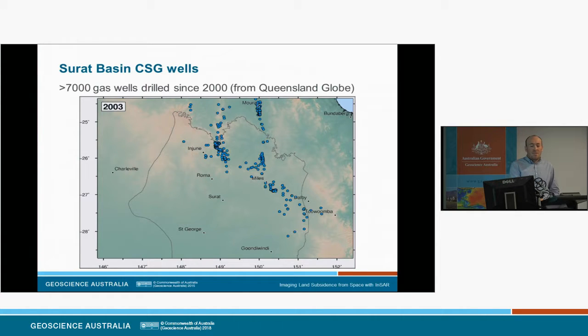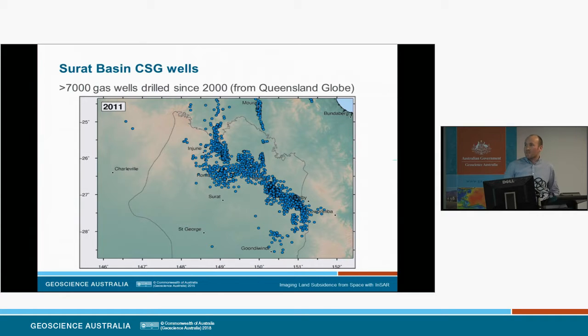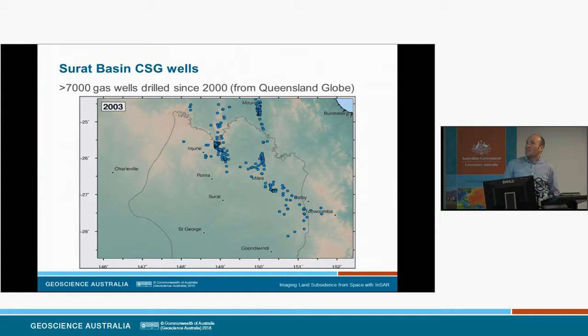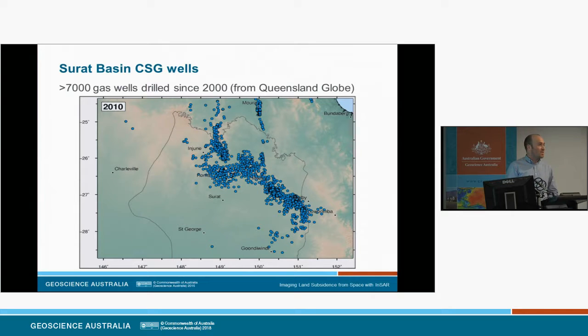What I'm showing you here is the expansion of the number of production wells that have been drilled in the Surat Basin over the last 15 years. And particularly since 2006, you can see an explosion in the number. So by the end of last year, there's over 7,000 wells drilled in the Surat Basin region, targeting the coal seam gas reserves.